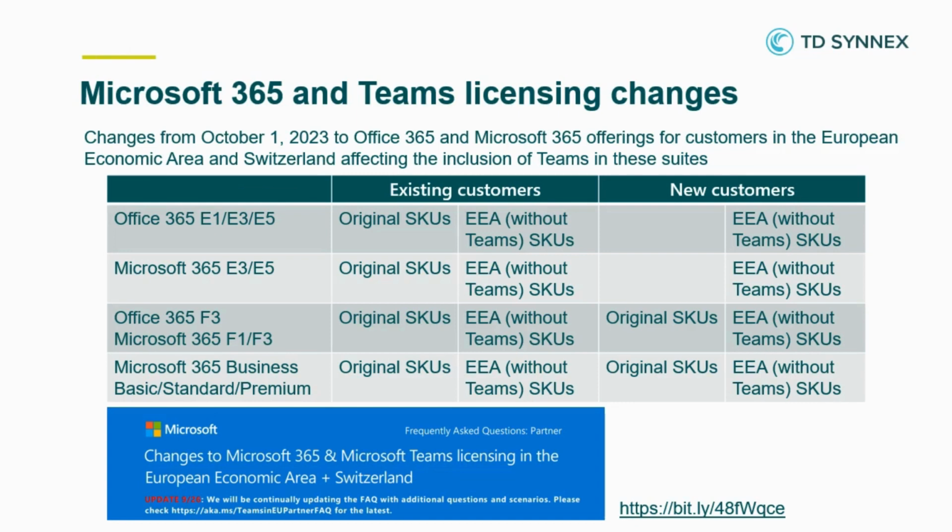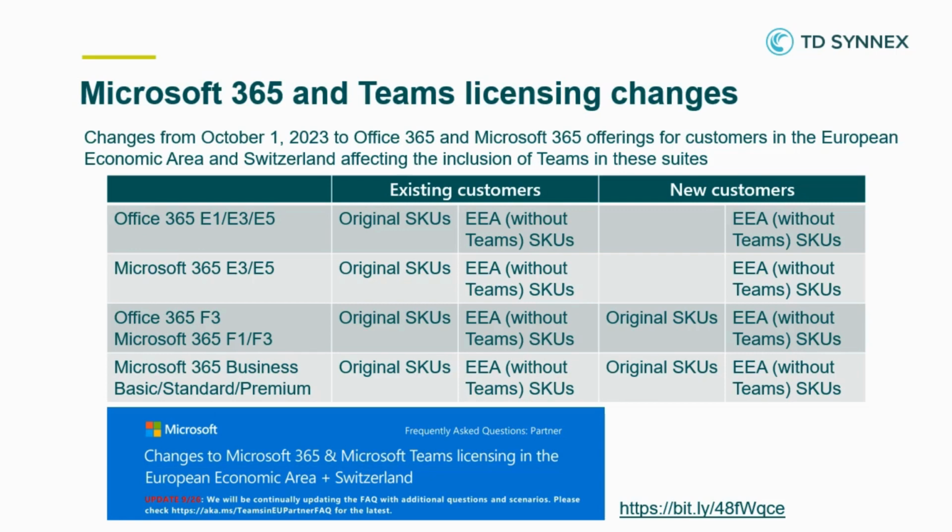Traditionally, Teams has always been available as part of certain Office 365 and Microsoft 365 user subscription licenses, as well as being available as a standalone USL. And you can see some of those licenses listed on this slide. However, the European Commission have opened a formal investigation regarding Microsoft's bundling of Teams with the Microsoft 365 and Office 365 suites. So Microsoft have made some changes to alleviate these concerns, which affects customers in the European Economic Area and Switzerland.